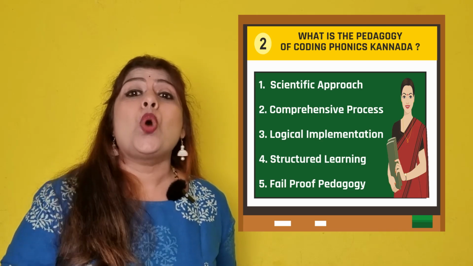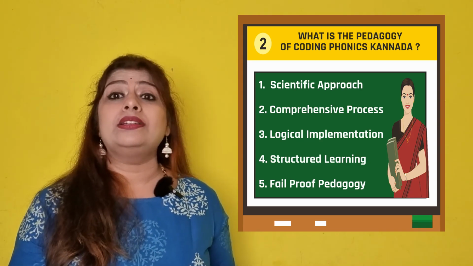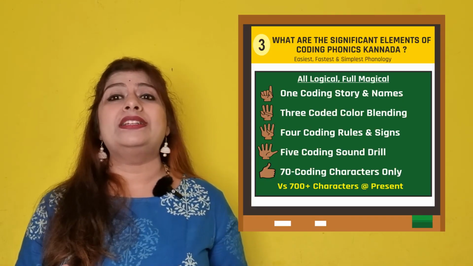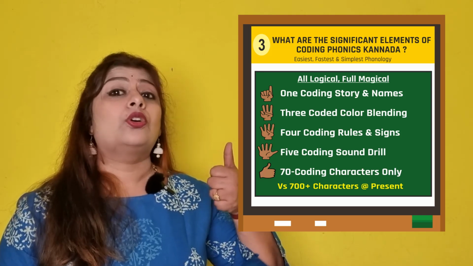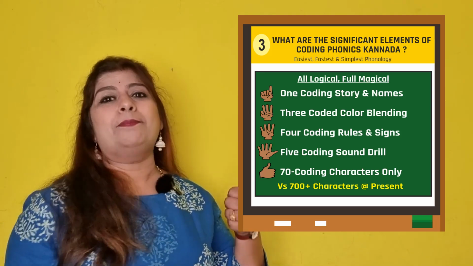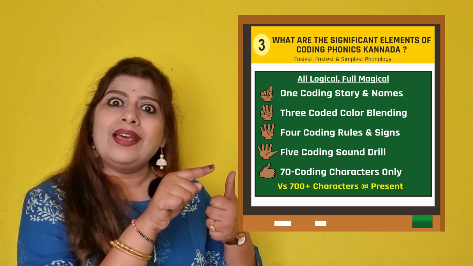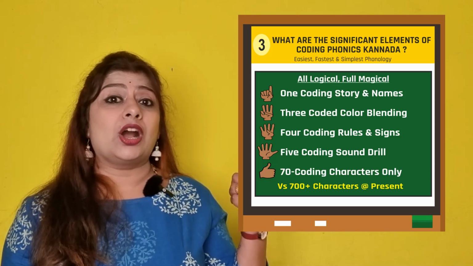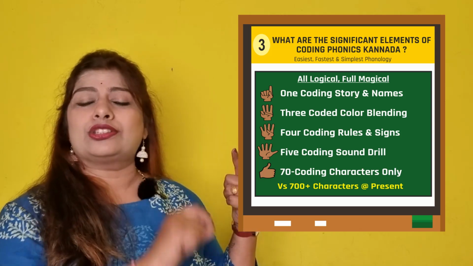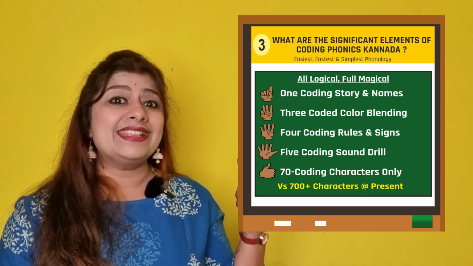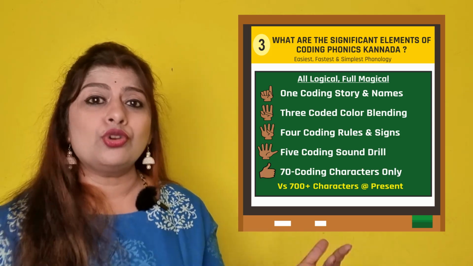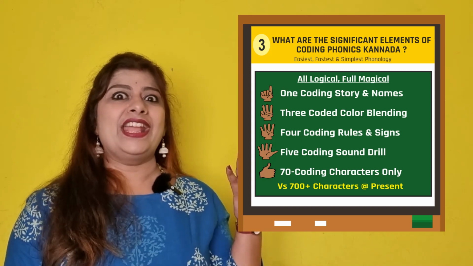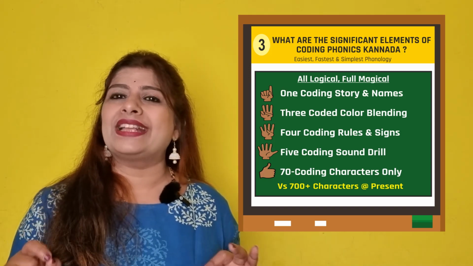Moving further, what are the significant elements of Coding Phonics Kannada? My dear friends, there are 5 significant elements in this methodology. The first one is the coding story, a very important and unique story wherein the child will learn the entire language in a story. Number 2 is blending of sounds using colors, that is coding colors through sounds. Number 3 is 4 simple coding rules, number 4 is 5 coding drills, and number 5 is 70 plus characters.